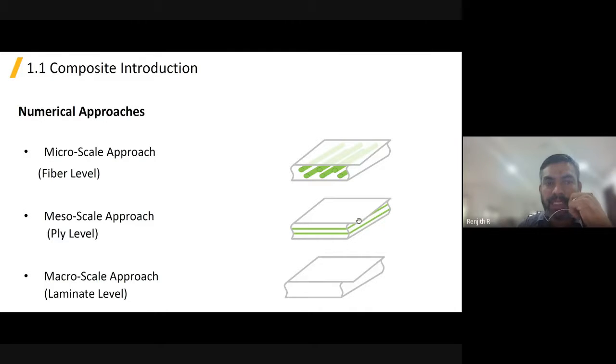Meso scale is actually a laminate type analysis. We are interested in the ply level, and we assume the ply is a homogeneous material, and we consider the laminate as a collection of plies, an assemblage of plies. Then in the macro scale approach, we consider it as a total solid, and we have some property calculations based on this macro scale approach. Normally it is used for large structure analysis. That is, if the geometry is big in size, we go for the macro scale approach.